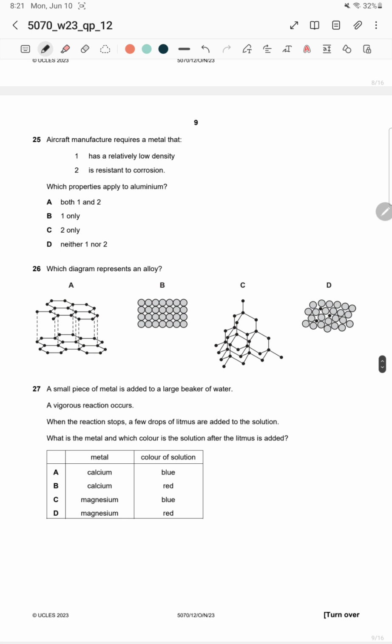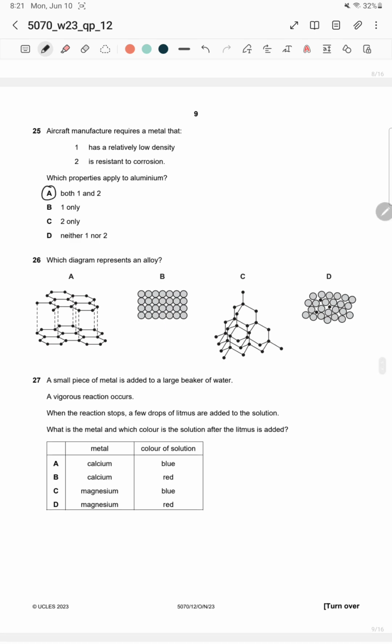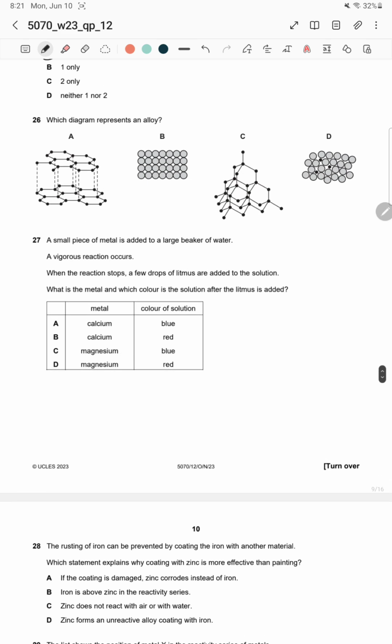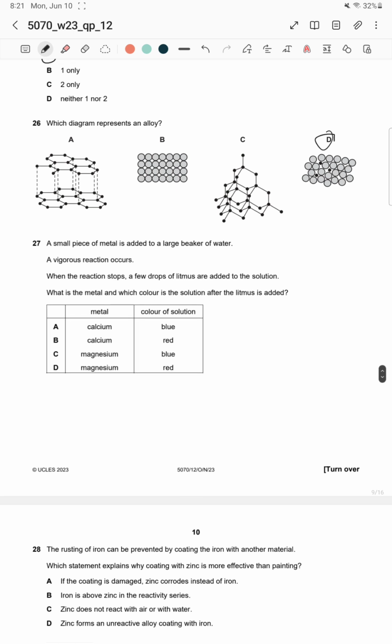Aircraft manufacture requires a metal with low density, resistant to corrosion. Aluminium is used. Which property is applied to aluminium? So for 25 we know both are applicable, so A is the right option. For 26, which diagram represents an alloy? So again very simple, D is the diagram that represents an alloy. Alloys have different size particles in the form of a mixture.